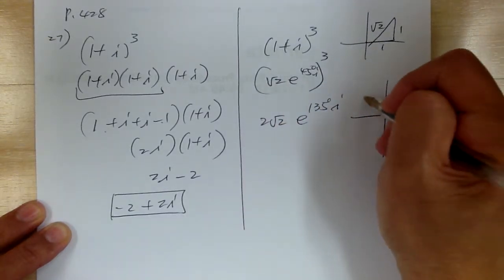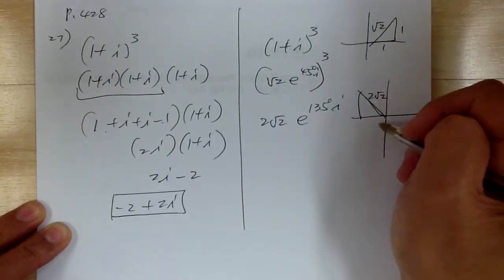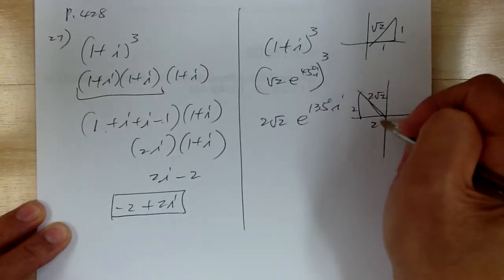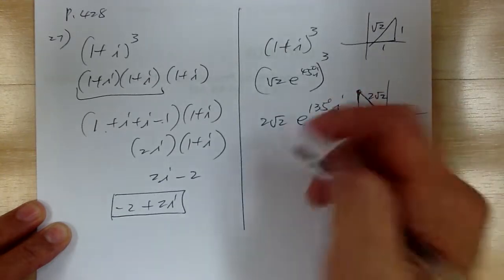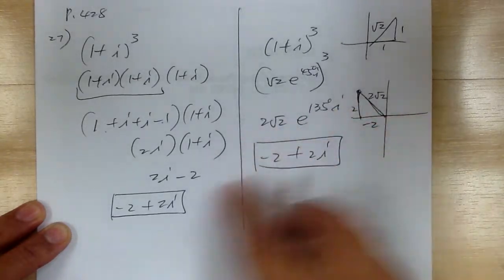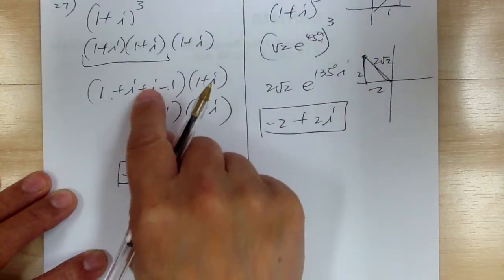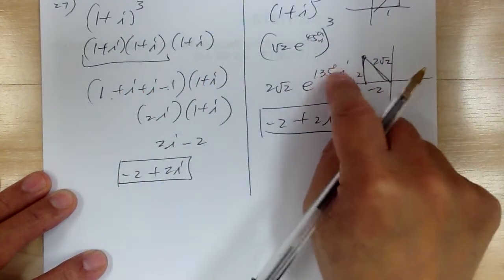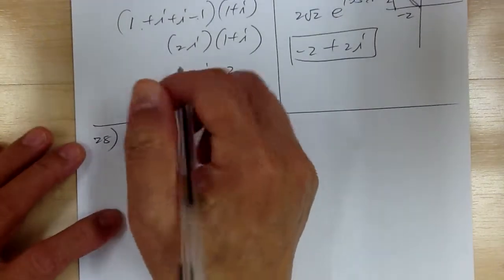So now when you draw your picture to convert back, this is 2 square root of 2, right? And therefore this would be a 2, 2, and this would be a negative. Okay? So by looking at this picture, you can see it's going to be equal to negative 2 plus 2i. Okay, and see, they match. So again, as the exponents get higher, the algebra is going to be more complicated and the polar method is going to be easier. Okay. Now 28, the same thing.